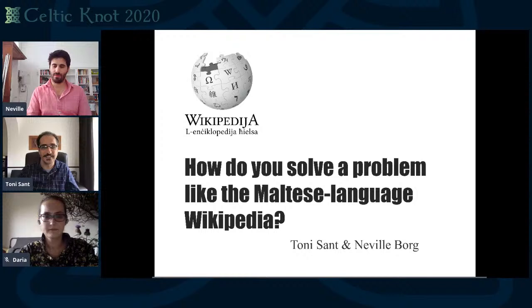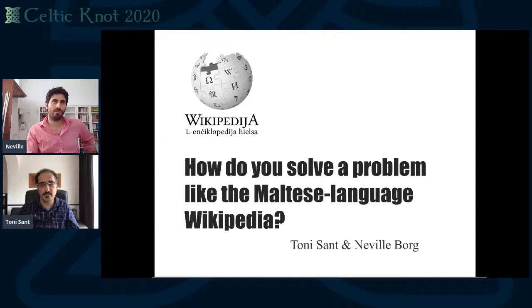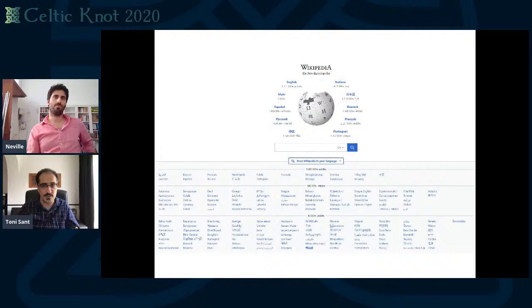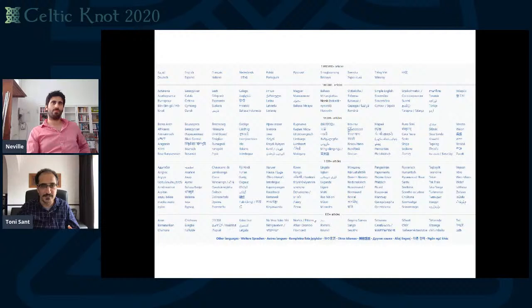So it is indeed a problem, and we think the problem is more language-based than Wikipedia-based. Immediately, if you get into Wikipedia and you start looking at the languages, you'll see that Maltese isn't anywhere obvious to be found. And then you keep looking and you find that it's below the 200 entry. And the reason for this is that there are fewer than 4,000 articles on the Maltese language Wikipedia.